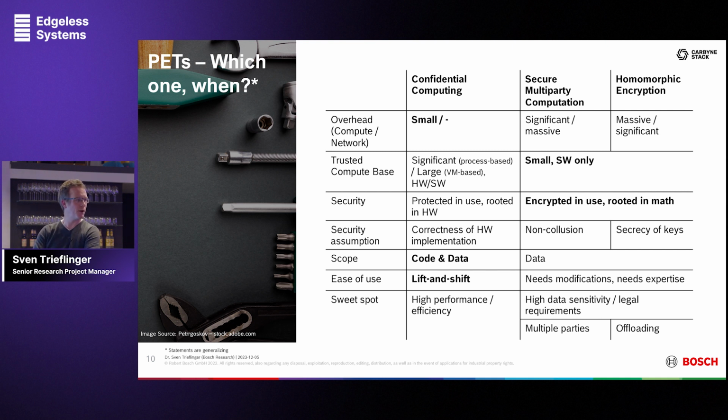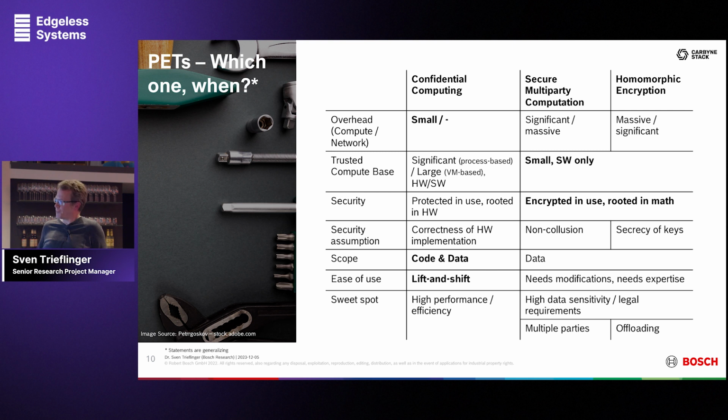Security assumption: for confidential computing, correctness of the hardware implementation. For secure multi-party computation, the idea is that the different parties involved should not collude. If they do, they can reconstruct the secrets and the security is broken. For homomorphic encryption, it's the secrecy of keys. Confidential computing has the benefit that you can protect code and data during computation. That's not the case for secure multi-party computation because all the parties do the same, right? So there is no way of hiding what they actually do.